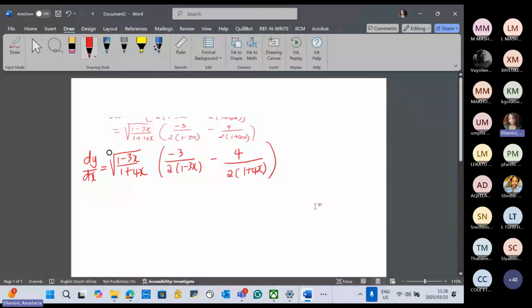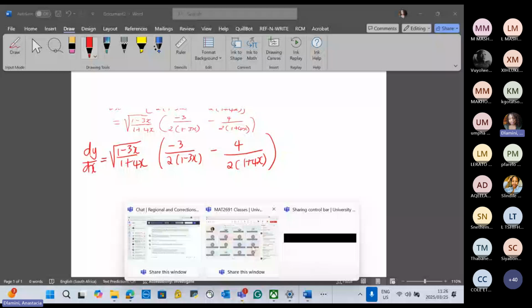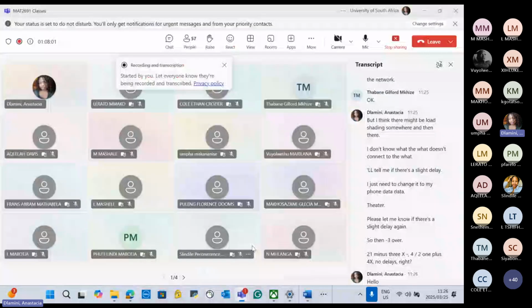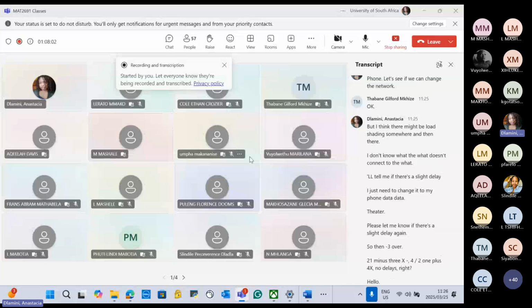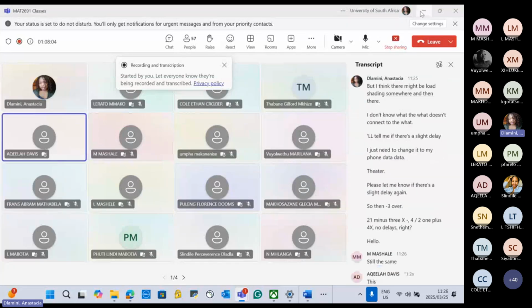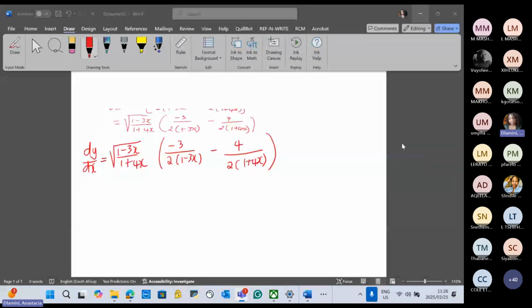So now let's look at this. We can remove the 2 to make it simple for us, guys, or we can leave it like that. Now, look at this. Okay, let me make space. So this is the square root of 1 minus 3x over 1 plus 4x, open bracket, minus 3 over 2 times (1 minus 3x). Do you see there's a 2 here as well?